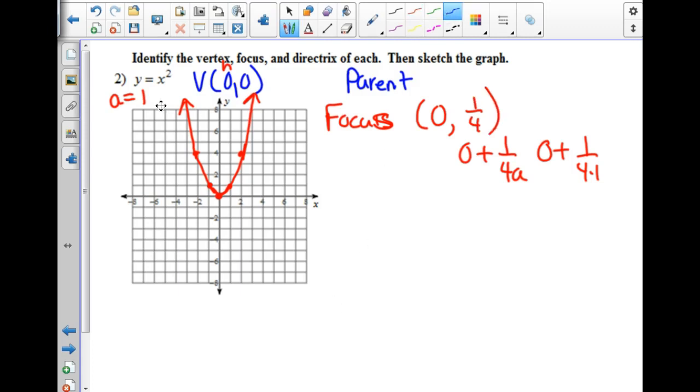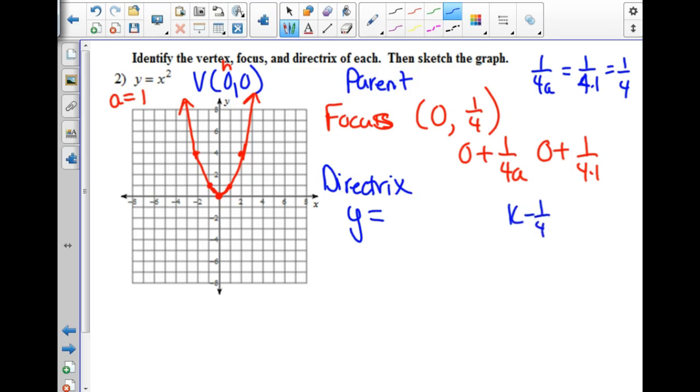Now let's go back up here. Each time, I'm going to find out what 1 over 4a is. For this one it was 1 over 4 times 1, which was 1 fourth. Okay, so now let's do the directrix. The directrix is an equation of a line. It's y equals k minus 1 over 4a, so that's going to be 0 minus a fourth, so it's just negative 1 fourth. It is a horizontal line at negative 1 fourth.